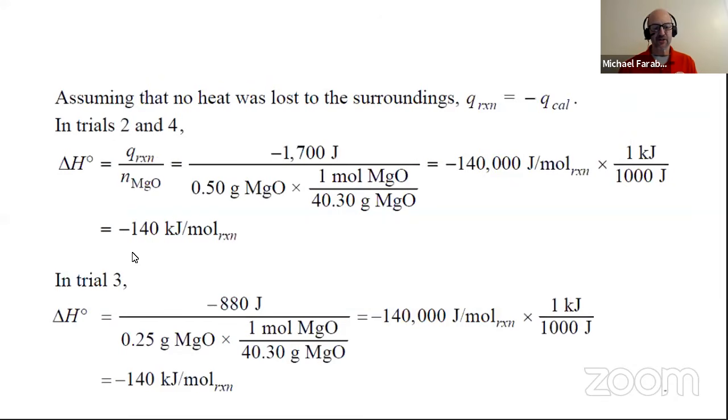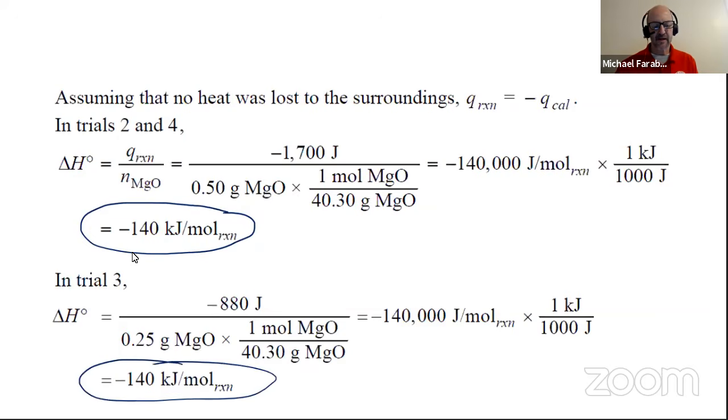So as you can see in trials 2 and 4, you would have gotten around negative 140 kilojoules per mole of reaction. But even in trial 3, because you have half as much heat and half as much moles, you still get the same delta H. And again, that negative sign is important to get the correct answer. You had to know that this was an exothermic process. This negative 140 is our experimental value.